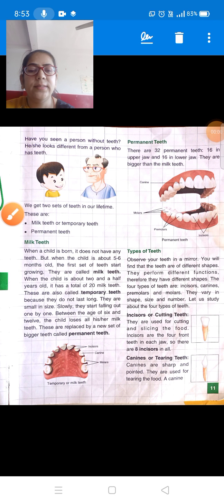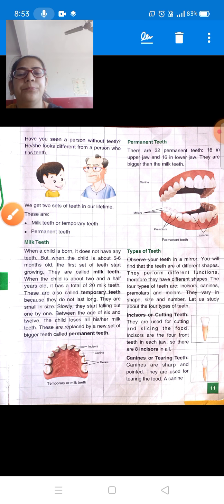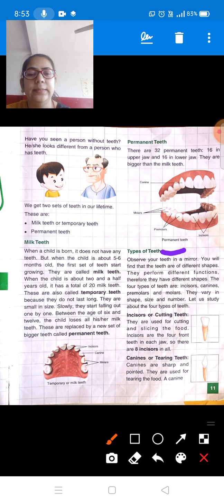Good morning, children. In the previous class, we studied milk teeth and permanent teeth, right? We saw what milk teeth are and what permanent teeth are. Today, we are going to study types of teeth.